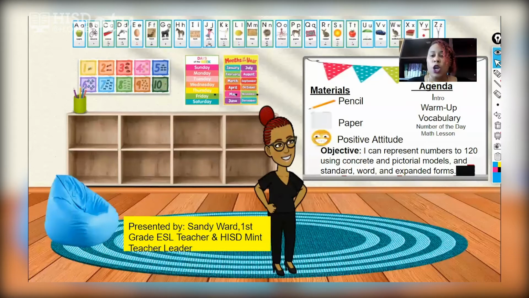For today's lesson, you're going to need your pencil, your paper, and a positive attitude. We will go through our introduction, our warm-up, vocabulary, number of the day, and our math lesson. In today's lesson, we will be taking a look at representing numbers up to 120 using concrete and pictorial models and standard, word, and expanded form. Are you ready, mathematicians? Let's jump into today's math lesson.